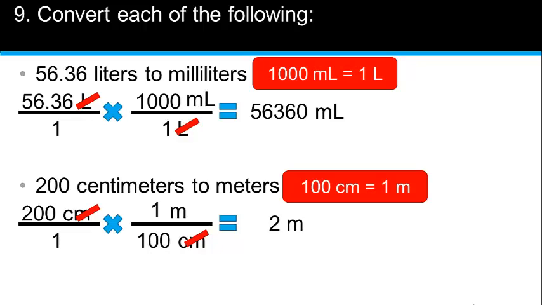Now, whenever you solve these type of problems, you should always try to think, does this make sense? So for the first one, because milliliter is smaller than a liter, if I have 56 liters, that's going to be a whole lot of milliliters. So I expect a big number. In the case of taking centimeters into meters, well, I know that a centimeter is smaller than a meter. So if I have 200 centimeters, that's not going to be as many meters. That's going to be a smaller number.